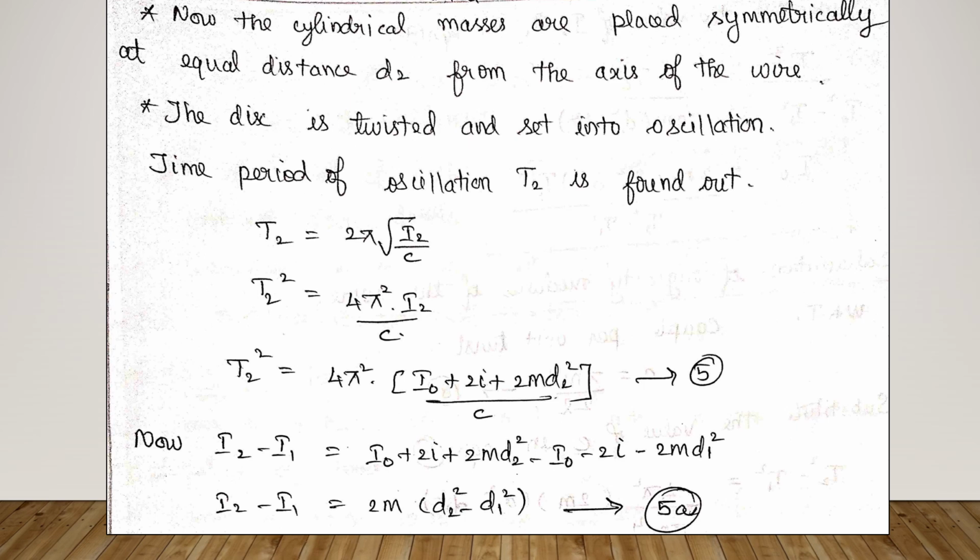Okay. Now I2 minus I1 is equal to, just subtracting these two values, I0 plus 2I plus 2m d2 square minus I0 minus 2I minus 2m d1 square. So what are all the like terms? I0 minus I0 got cancelled and 2I minus 2I got cancelled. So I have taken the remaining terms, 2m d2 square minus 2m d1 square. Here 2m is common in both the terms, so I have taken it outside, 2m into d2 square minus d1 square. This is equation number 5a.